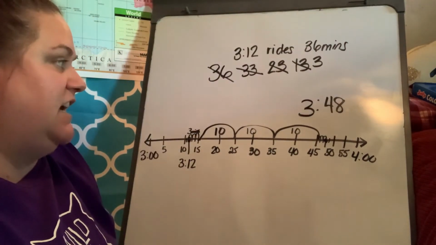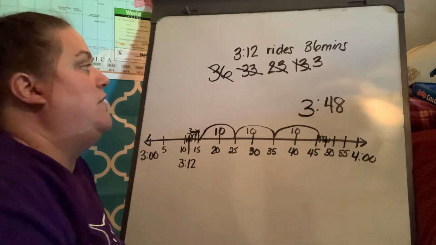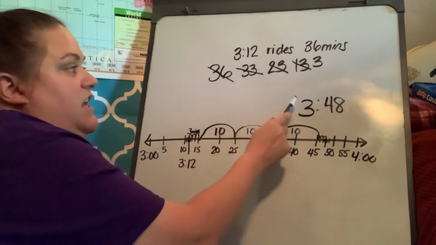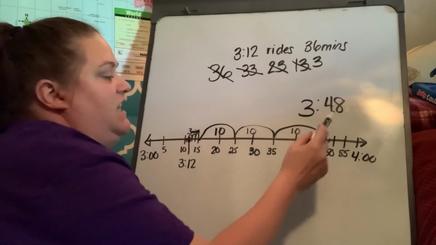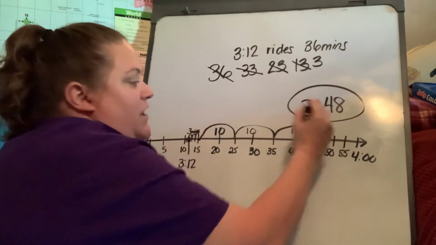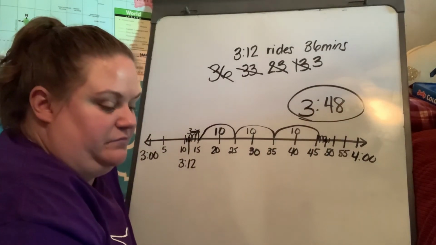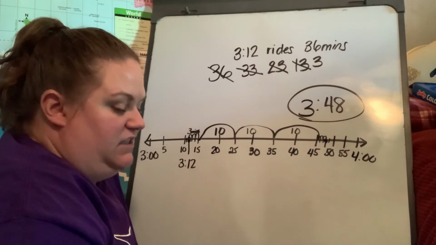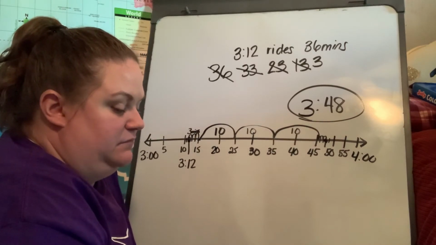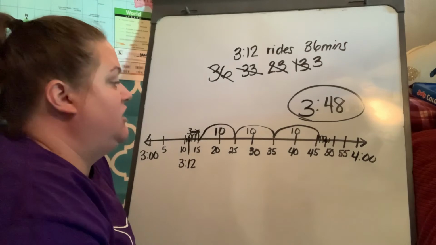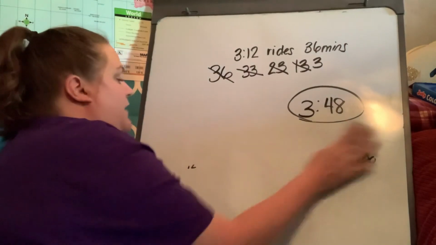So elapsed time. So if Henry leaves at 3:12, he rides for 36 minutes. He will be finished at 3:48. All right. So nice job, everybody. We're going to do one more to practice it out.